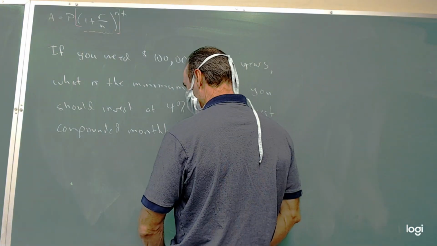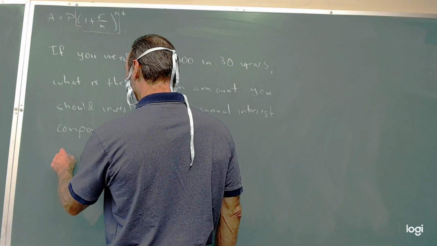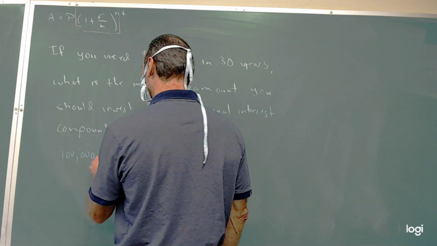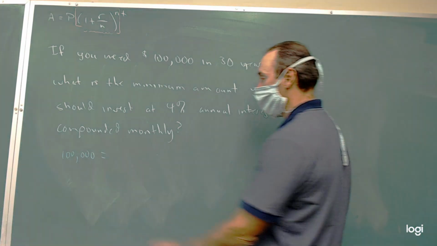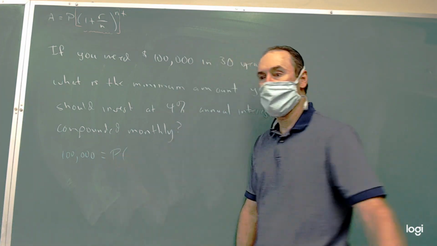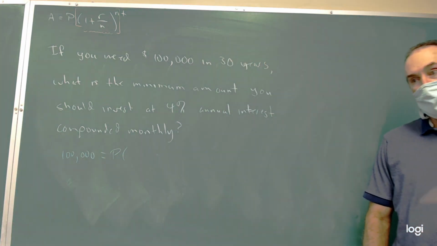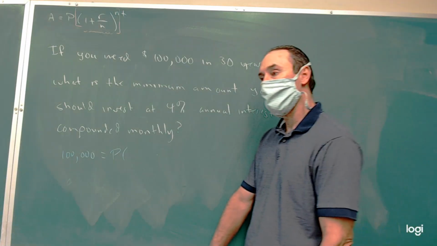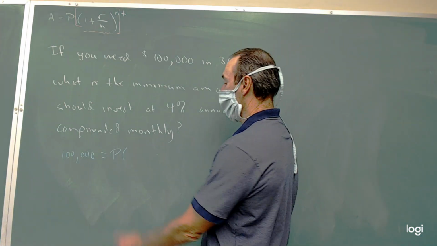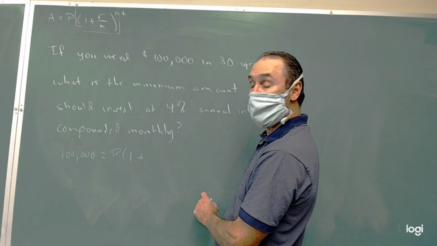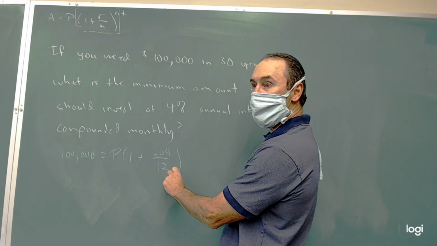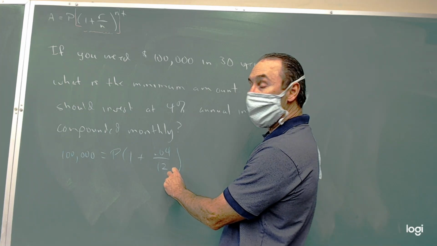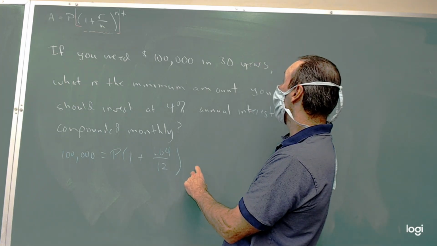Okay, hold on. So 100,000 goes in for the A, because that's what we want the amount to be. And we don't know P. That's what we're trying to find here. So we're gonna leave that as just the variable P, but that's what we're gonna try to eventually solve for. Okay, keep going. And then 1 plus 0.04 over 12, nice. And then that's gonna be raised to the 360. 30 times 12.